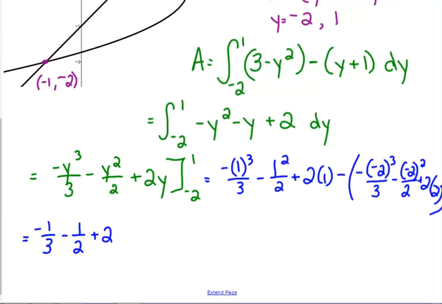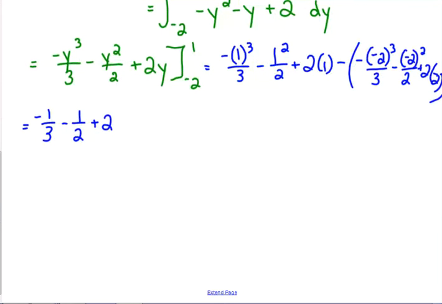Now, I'm not going to worry about putting those fractions together yet, because hopefully I'll be able to combine them with a fraction from the other part of the problem. So I've still got that minus. So -2 cubed is -8, but there was a negative in front of it, so that becomes positive 8/3. -2 squared is positive 4, but there's a minus in front of that fraction. And then I've got -4.